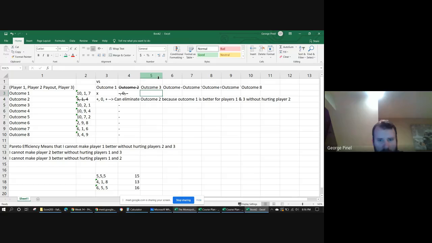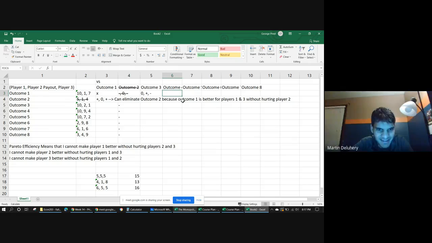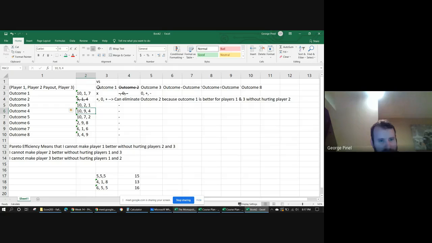Okay, let's take a look at outcome 3 versus outcome 1. So I have a 0 going from 10 to 10. Going from 1 to 2 is a plus. Going from 7 to 1 is a minus. So I have a minus there, so I can't eliminate. Let's do outcome 4. Why are they all 10s? Hardly seems that random, right? But yeah, outcome 4 is 10, 9, 4. So I have a 0, I have a plus, and I have a minus. Okay, so that's good.